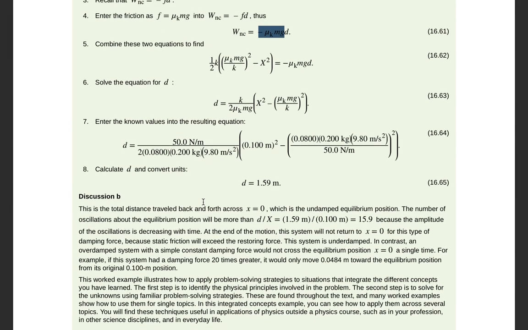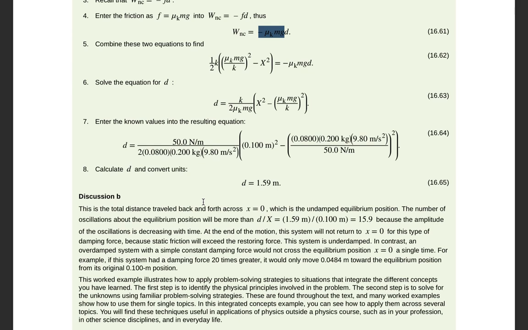Okay, so this is the total distance traveled back and forth across x equals 0, which is the undamped equilibrium position. The number of oscillations about the equilibrium position will be more than d over x. So that'll be about 15.9 because the amplitude of the oscillation is decreasing with time. At the end of the motion, this system will not return to x equals 0 for this type of damping force because static friction will exceed the restoring force.